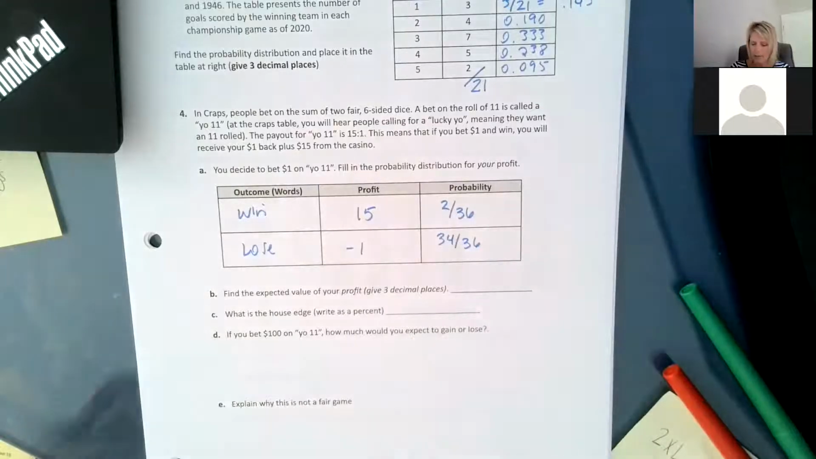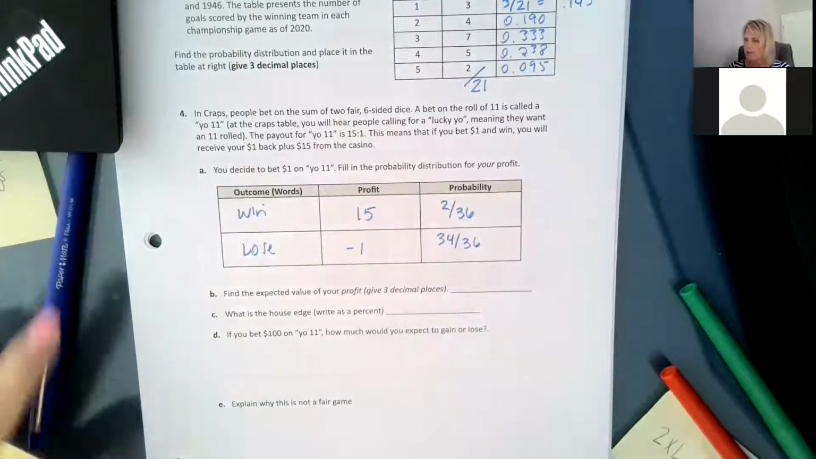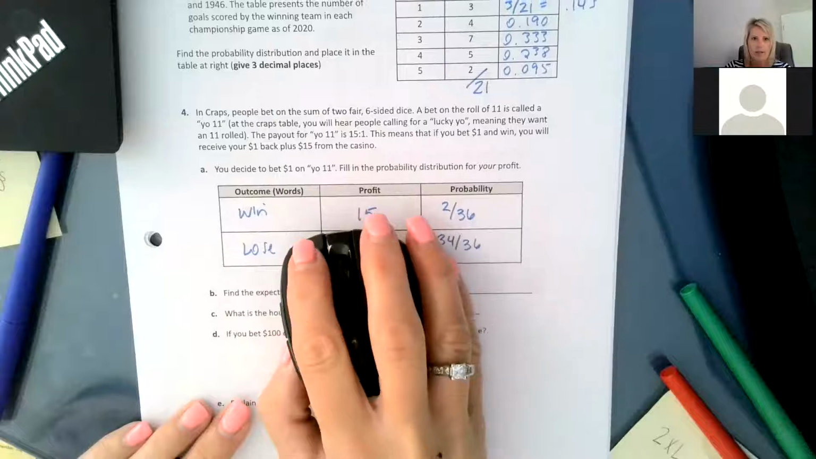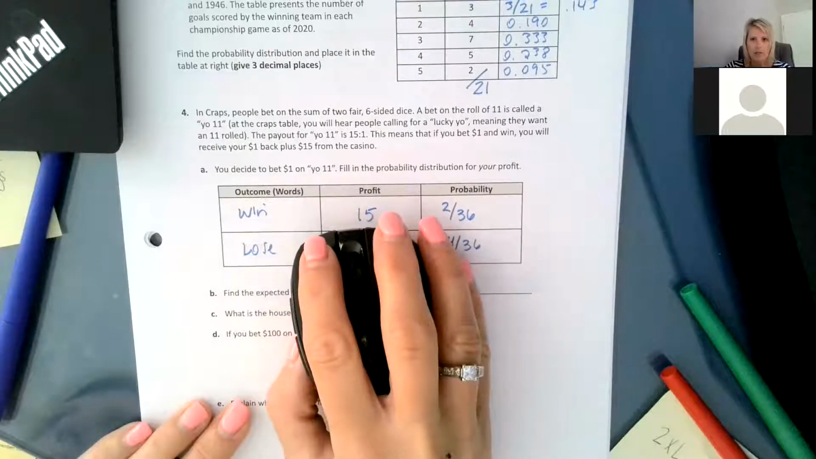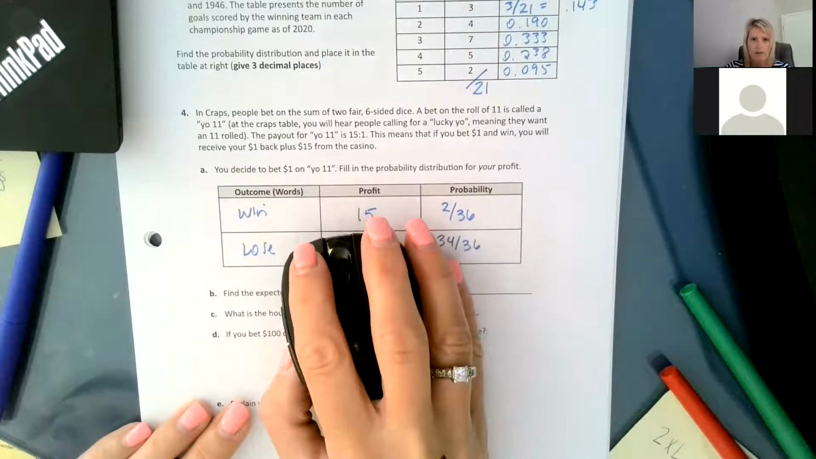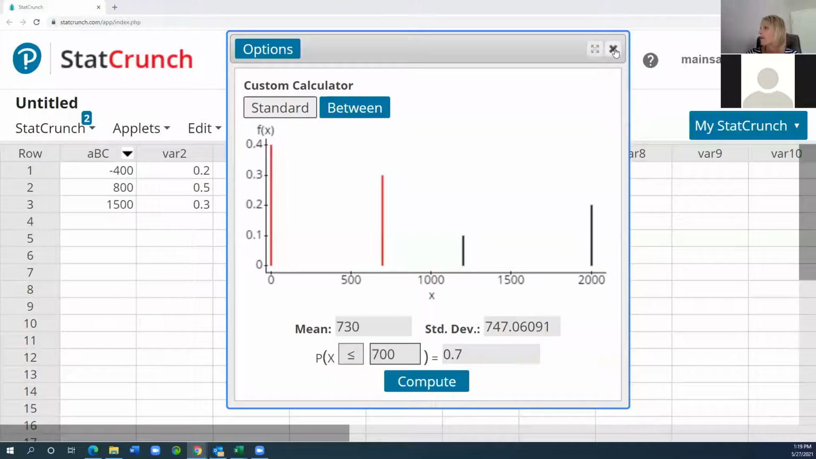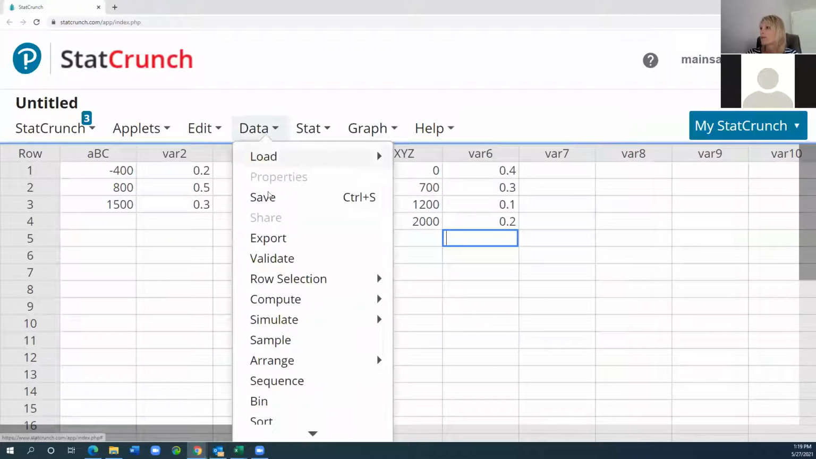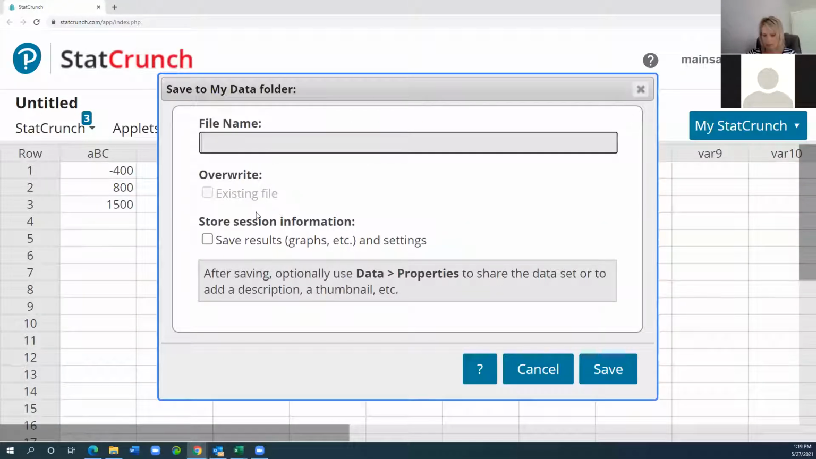Now, if I remember correctly, I think we have to put a decimal into StatCrunch. So let's go ahead, and I'm going to share my StatCrunch screen. Okay, and I'm going to save this here for just a minute. And that is going to be 6.1 worksheet number 2. What was that? Problem number 2, I think. Okay.